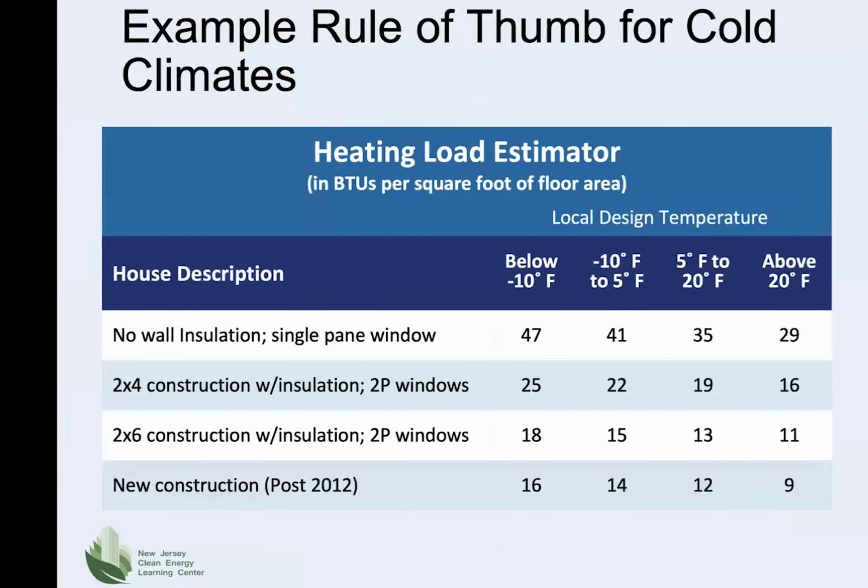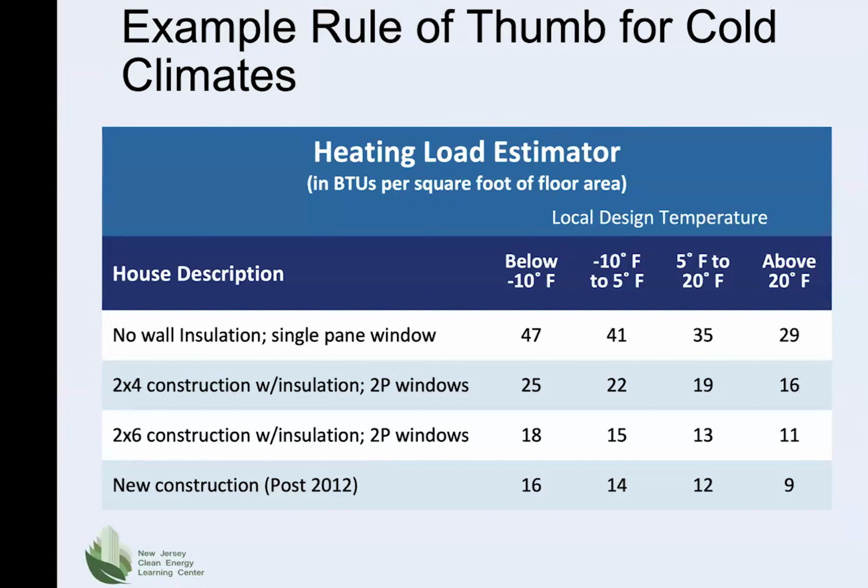Here's an example of a very basic rule of thumb for estimating heat loads based on a few outdoor temperature conditions and construction types. Remember, rules of thumb are to be used only as a sanity check and not for actual load calculations. But you can just pick a typical value here, looking at a 2x4 construction with double pane windows and a design temperature between 5 and 20 degrees Fahrenheit. The rule of thumb is that it takes about 19 BTUs per square foot of floor space to heat it.